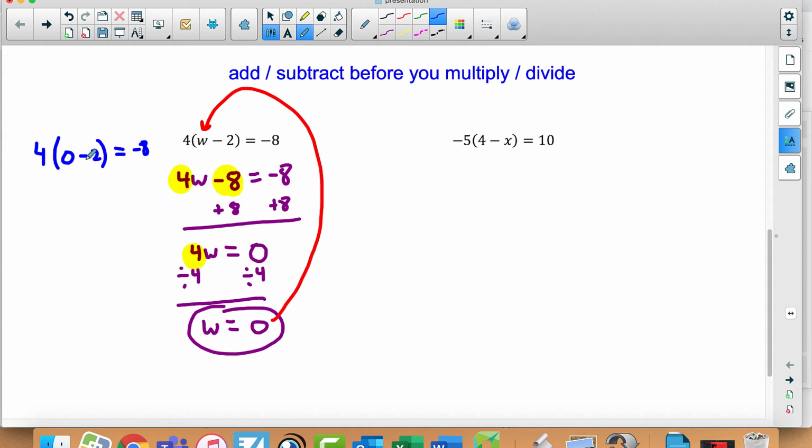I don't have to. I could actually do the bracket first, couldn't I? 0 take away 2 is negative 2. And is it true that that equals negative 8? Well, let's see. 4 times negative 2 is, yes, it does equal negative 8. It worked. I have the right answer.